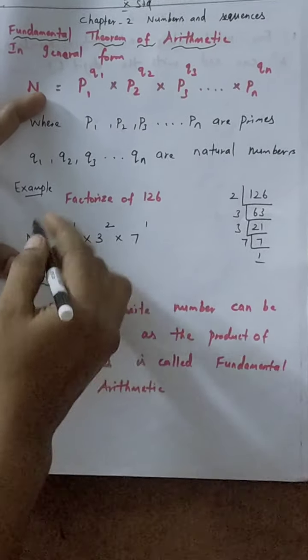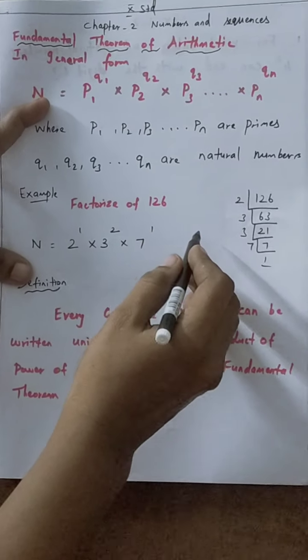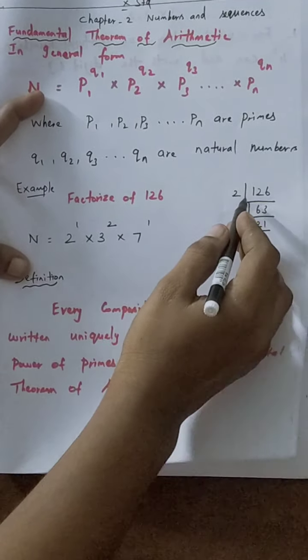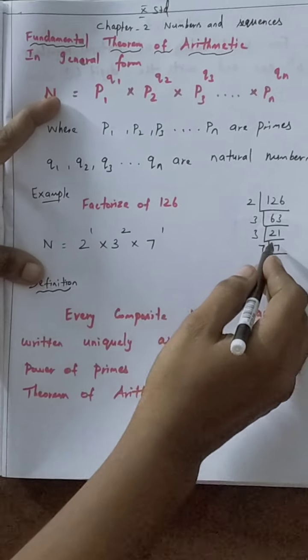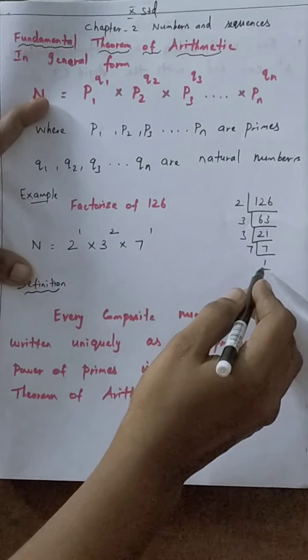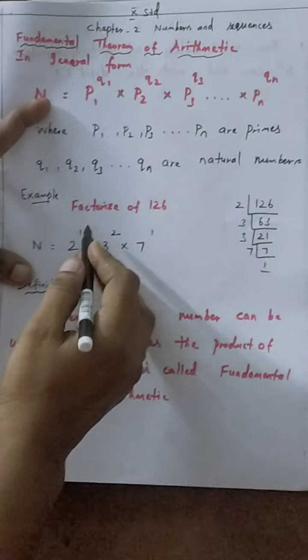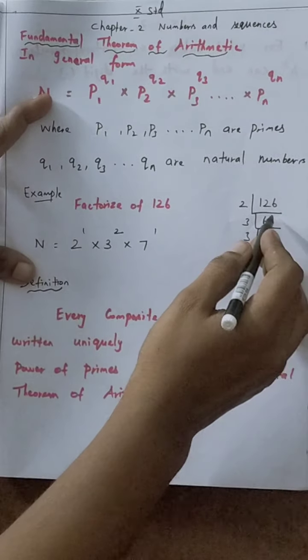For example, take the factors of 126. We find these factors using the LCM method. Dividing by 2, we get 63. Again, dividing by 3, we get 21. Again by 3, we get 7. Again, dividing by 7, we get 1. So here the given composite number N is 126.